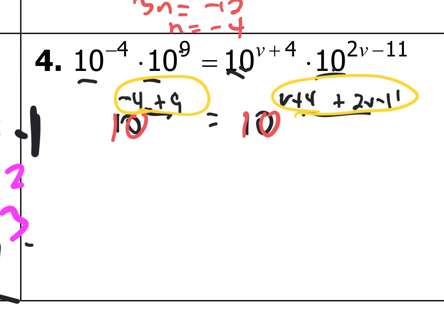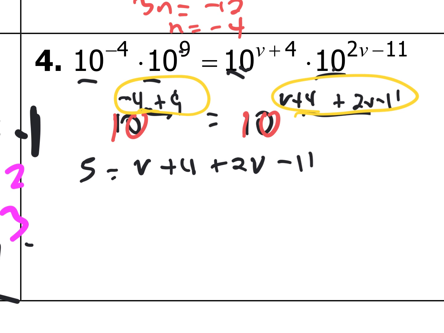What's -4 plus 9? I probably can do that in my head. Can you? How much? 14. No. Use your calculator if you have to. -4 plus 9. 5. So I know 5 must be equal to v plus 4 plus 2v minus 11.